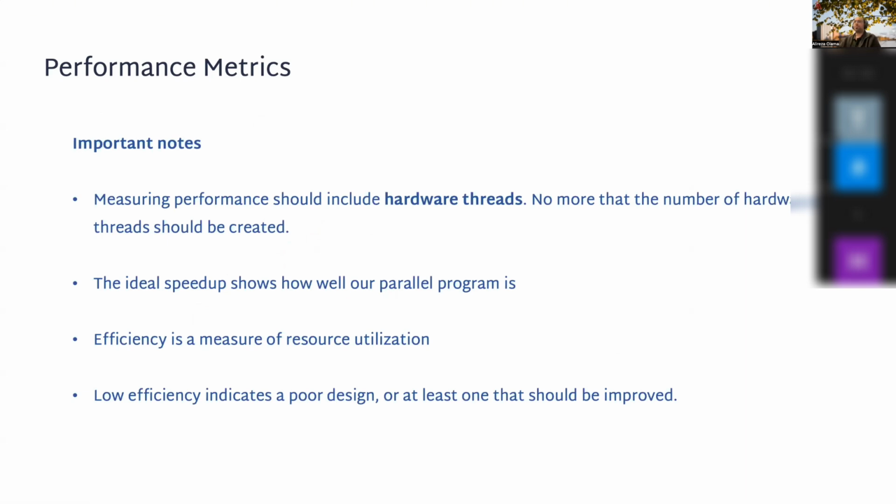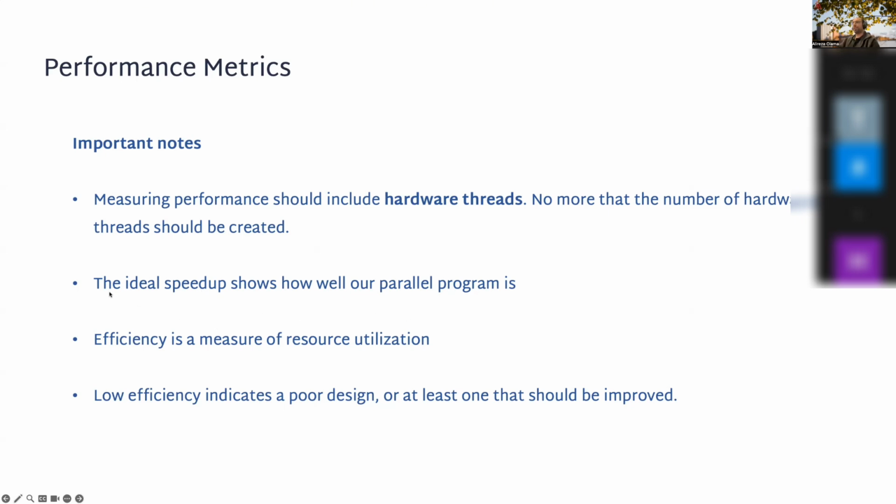All right, so some important notes about the speed up and efficiency. When you want to measure the performance for the speed up and for the efficiency, you should always use your hardware threads. So do not create more threads than your number of hardware threads, right? Because we want to perfectly match the number of threads in the program and the number of hardware threads. Otherwise, you are creating even more overhead from creating new threads by the operating system, which takes a lot of time.